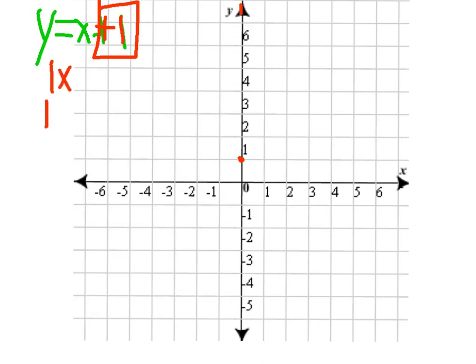Okay, now we have a 1 in front of our x, which means we can just put that over 1. That's going to be our rise and our run. So it's a positive 1 on top, which means we go up 1. A positive 1 on the bottom, which means we go to the right 1. And then we can do that again, up 1 to the right 1. Now we just need to connect our points.